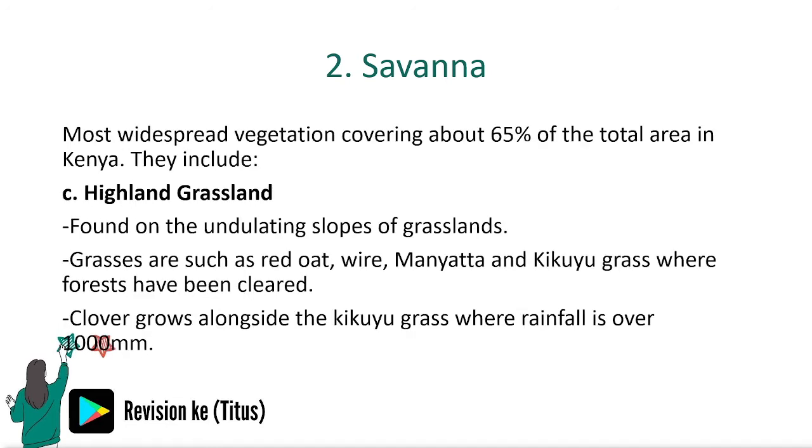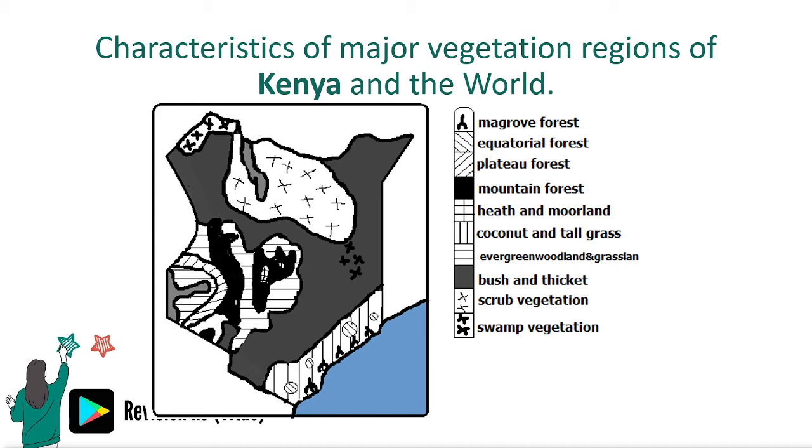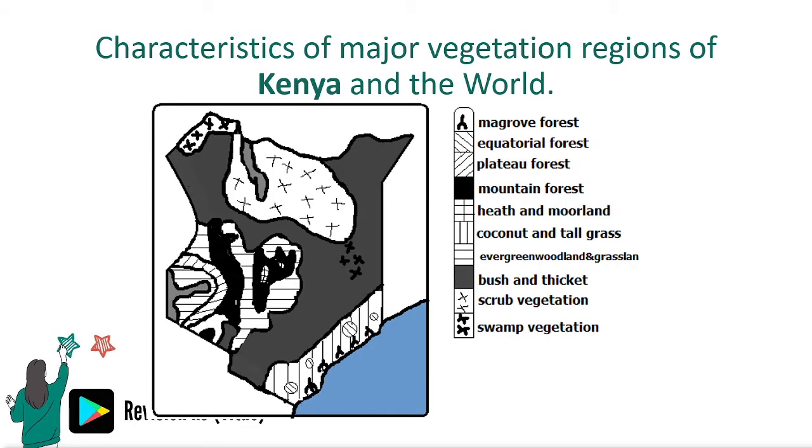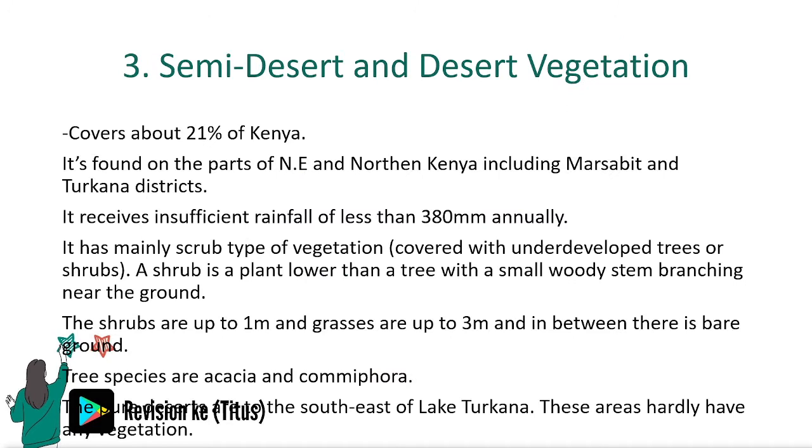We have highland grasslands. These are found on the undulating slopes of grasslands. Let's look at the semi-desert and the desert vegetation, which covers about 21% of Kenya. It's found on parts of northeastern and northern Kenya, around these areas. It receives insufficient rainfall of less than 380 millimeters annually. The tree species are acacia and commiphora.